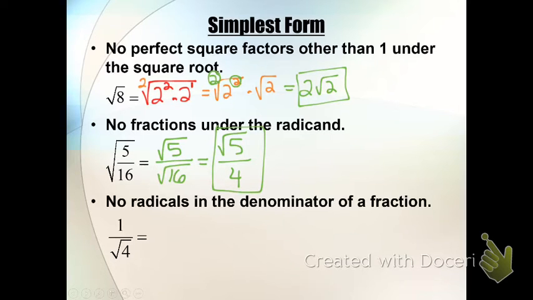And the third thing you need to look for is that a radical is not simplified if there is a radical in the denominator or the bottom of the fraction. So sometimes this will just work out quite nicely. The square root of 4 is 2. Other times you'll have to do some work to eliminate that radical in the bottom of the fraction.